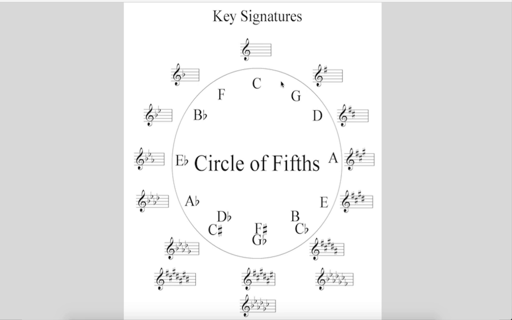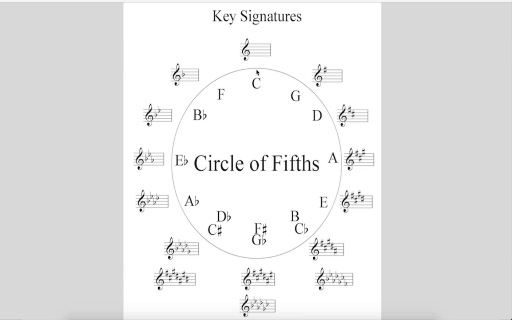Now, before we go any further, let's look at some of the kind of interesting things that pop up when we do this. What happens is when we go to the right and we go around the circle, we always add 1 accidental, right? 0 accidentals, 1 sharp, 2 sharps, 3 sharps, 4 sharps. That tells us something kind of interesting about how keys are laid out.